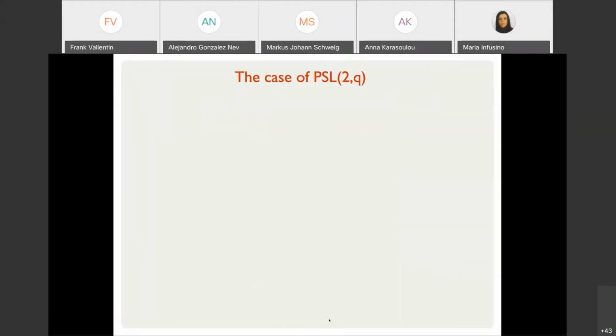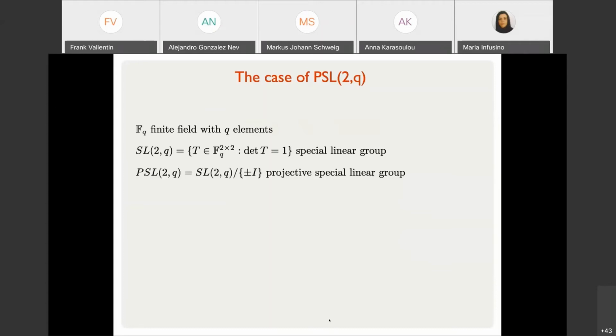And such groups are given, for example, by PSL_2(q). So here's a construction. So we have q a prime power for defining a finite field with q elements. Then SL_2(q) is simply the special linear group of 2 times 2 matrices with coefficients in F_q. PSL_2(q) is the projective special linear group where we factor out plus minus the identity matrix. Then it's easy to count that the number of elements in PSL_2(q) is q times (q squared minus 1) divided by 2.